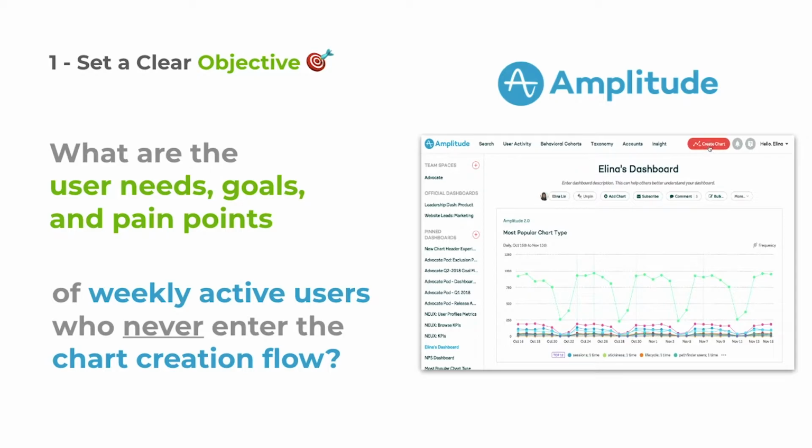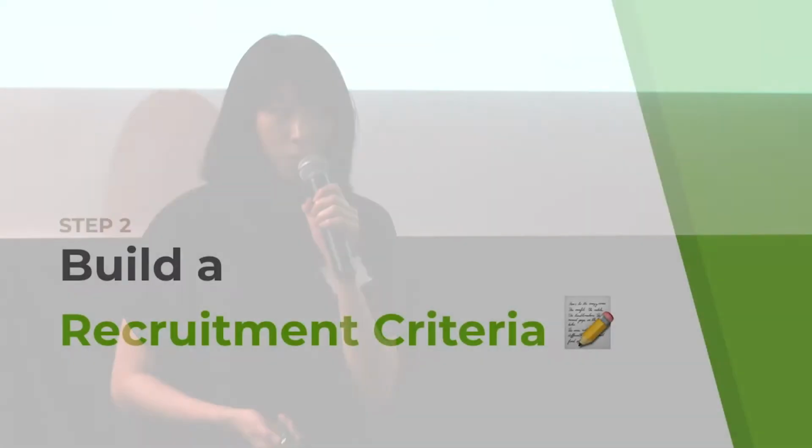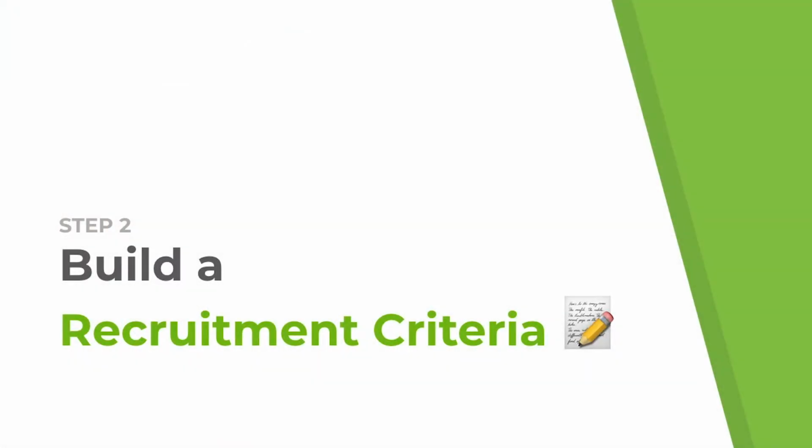And this is kind of obvious. I've kind of drilled this multiple times already, but just this simple statement can really help you focus and lead you to the next step, which is to build a recruitment criteria. And what I mean by recruitment criteria is a list of behavior and characteristics that can help you extract that list of users from your database.